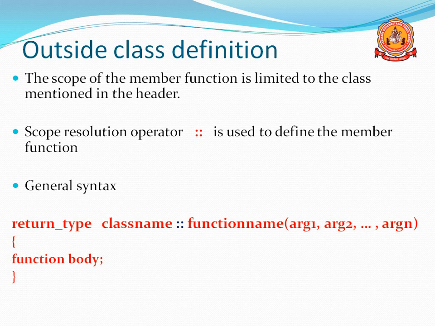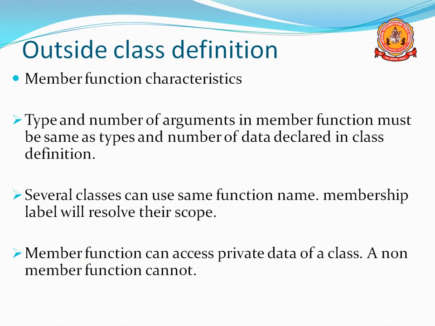Then after that the function name; you should give the function name. Then the argument list. If arguments are there, you can give n number of arguments. If arguments are not there, we can give void or empty brackets. Then open the flower bracket, then you can write the function code. After writing the function code or body of the function, close the flower bracket. This is the general syntax for the function definition outside the class definition.